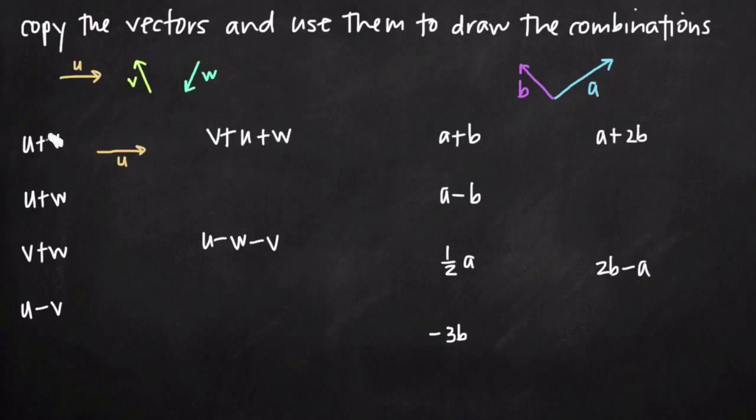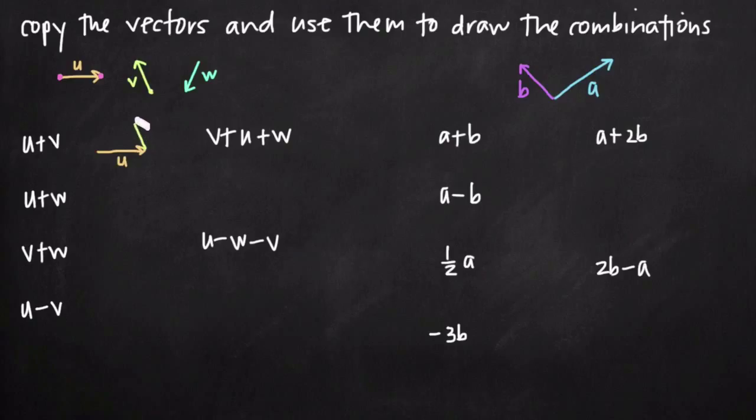So I'm going to start with u, then I want to add to that v. Well, when I draw v, what I want to do is I want to take the initial point of v and I want to put it at the terminal point of u. So let's get our definitions right here. This is the initial point of the vector, the point where the vector starts. This is the terminal point of the vector, the point where the vector ends. So what I want to do is take the initial point of v, which is this point right here, and attach it to the terminal point of u and start v there.